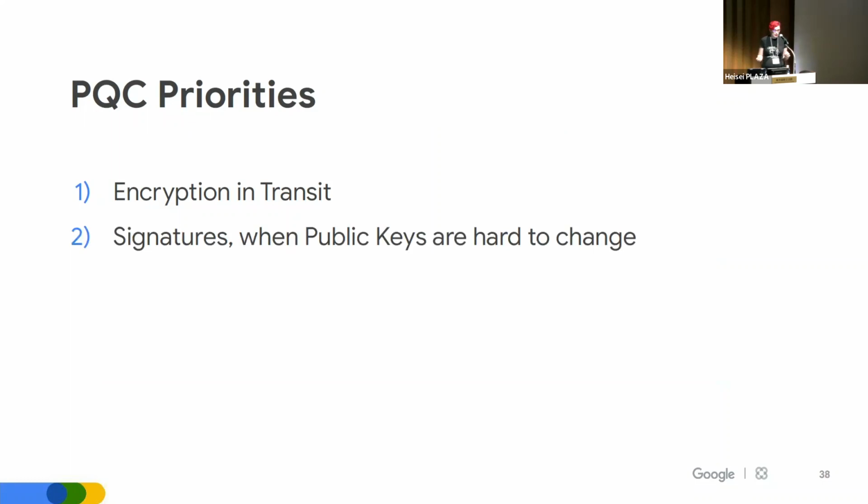The second thing that we need to do on a fairly similar time scale is signature schemes in the case where the public key cannot be changed. The main example there is hardware roots of trust, where the firmware for the hardware root of trust has a signature on it that was burned into silicon, which will mean that yeah, you need to have that now if you want your device to live for more than 10 to 15 years.